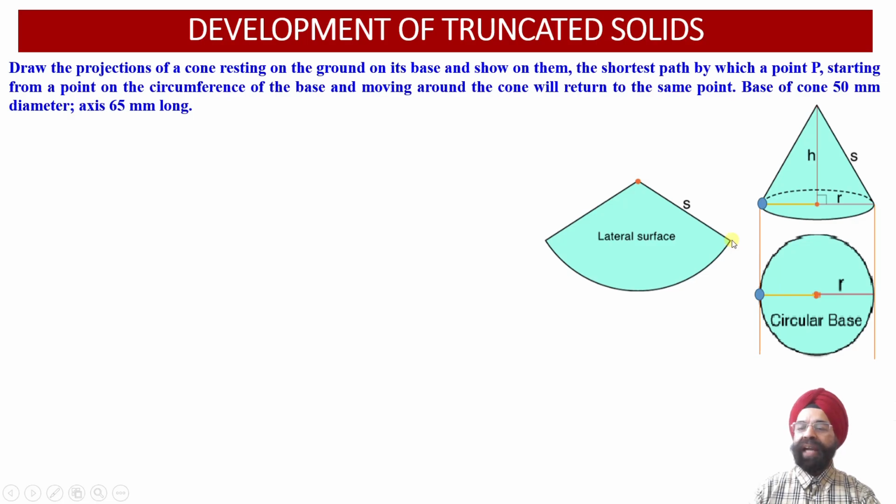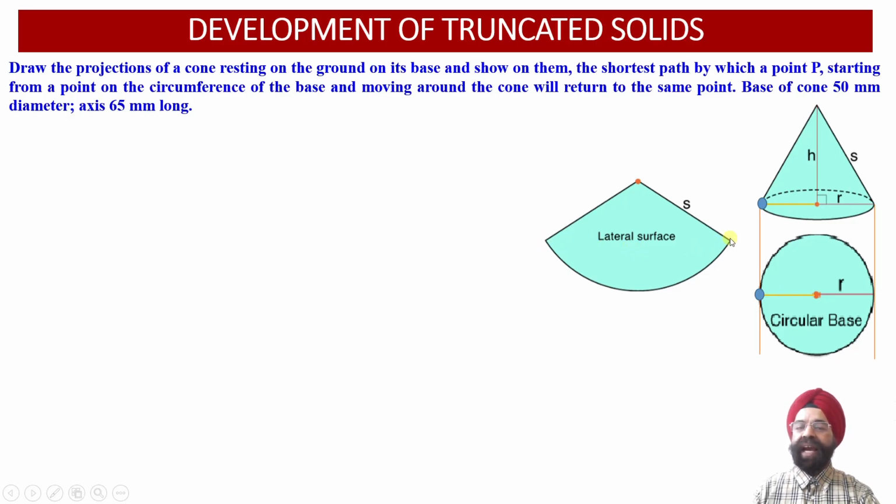So we know that as we obtain the development of the lateral surface of this cone, now we can check that the starting point is also point A, end point is also point A over here. Let us assume this point happens to be point A. So the shortest distance between 2 points is always a straight line.